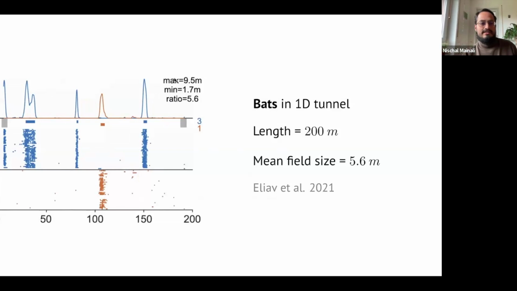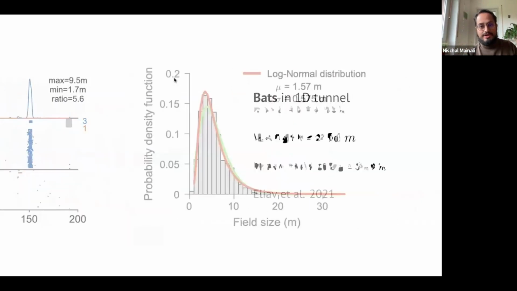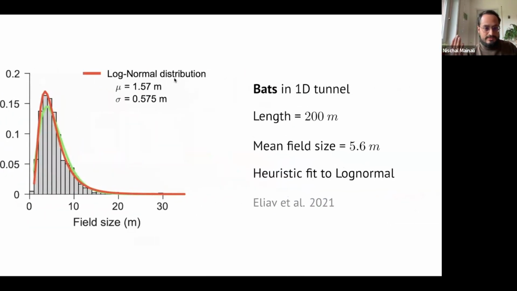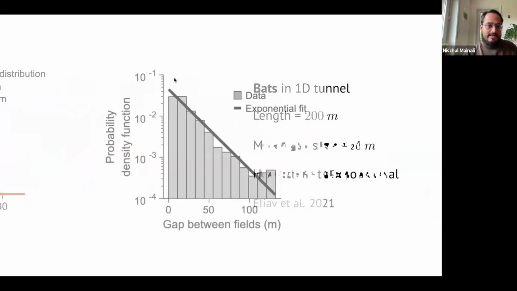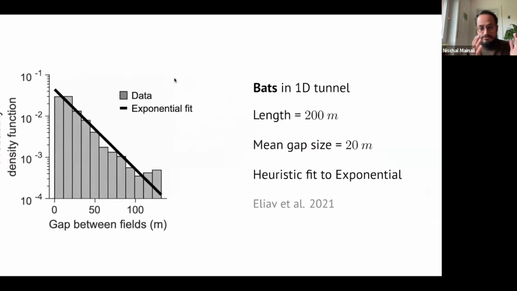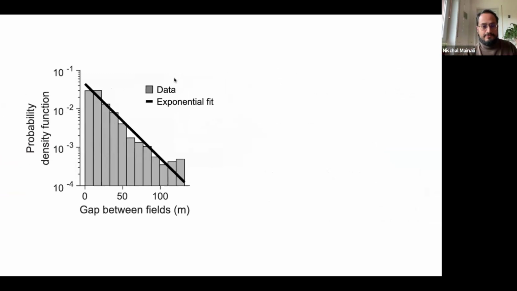Now, this irregularity becomes regular when you measure all the place fields in a given cell and across the whole population of cells and draw a histogram. And there you see this nice skewed distribution, which in the paper, they heuristically fit to a log normal or a gamma distribution. And at the same time, they can look at the gaps between the place fields, and they find this nice fit to exponential distribution. So this is 1D.